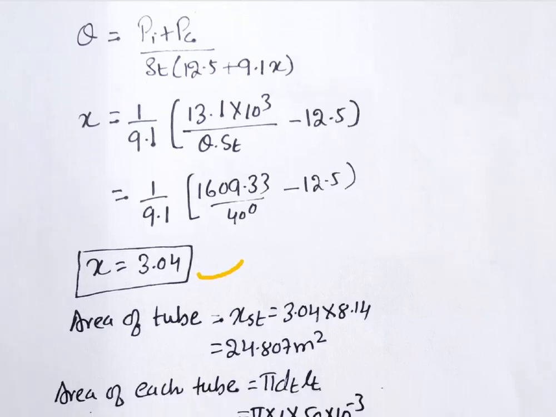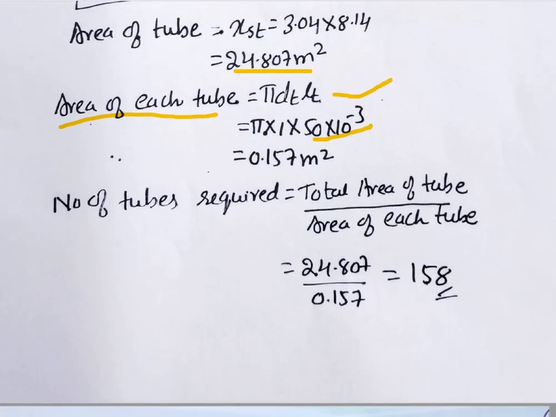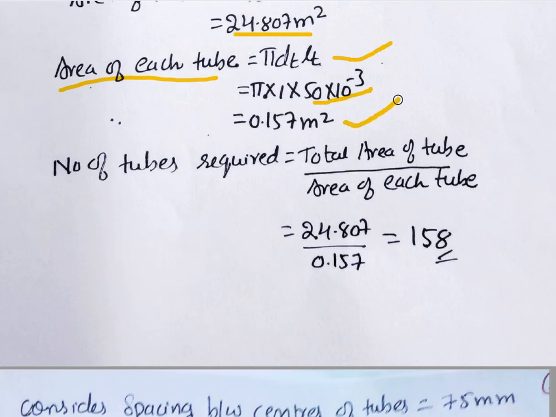Now you can find the area of the tube. The area of the tube is 3.05 into the surface area of the tank. If you multiply, you will get 24.807 meter square. Then the area of each tube can be found with the formula pi dt into LT. Here pi, my LT is given as 1 meter, and the diameter of the tube is given as 50 mm. Converting it into meter, it becomes 10 raised to minus 3. So finally you will get 0.157 meter square.